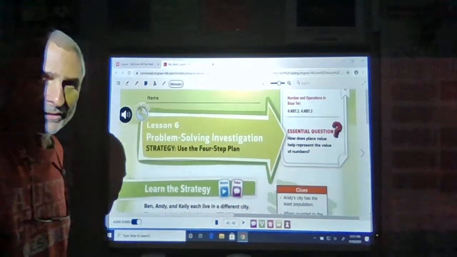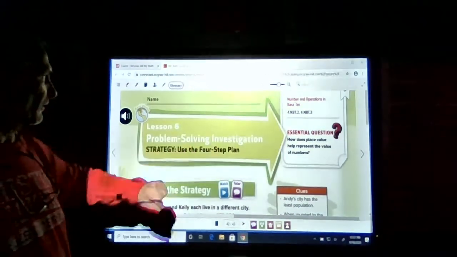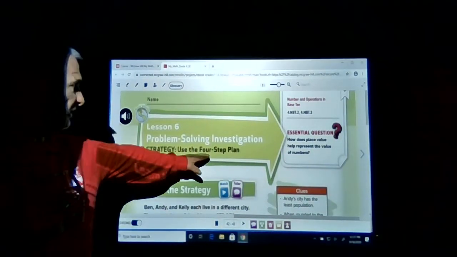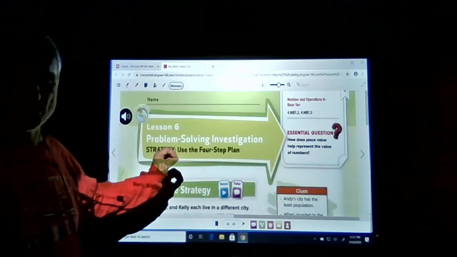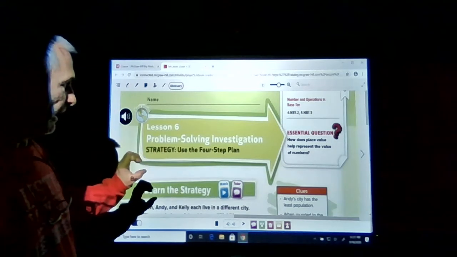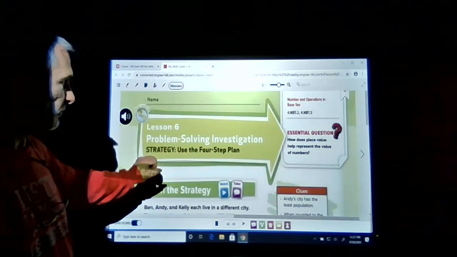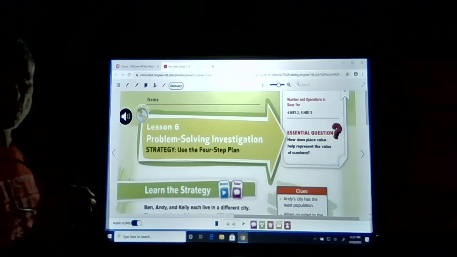Boys and girls, today we're going to do lesson 6, problem solving investigation. It says 4 steps. I think we can do a strategy that's going to make this pretty easy. So follow the strategy and we can make this problem solving a lot easier. And make sure that you have a scratch paper.